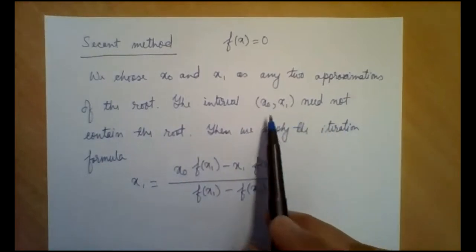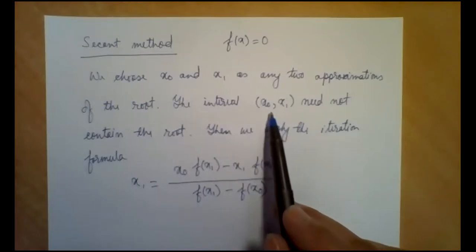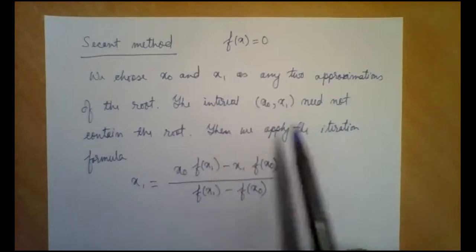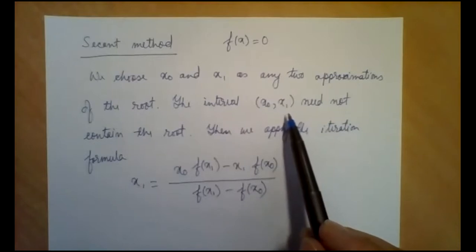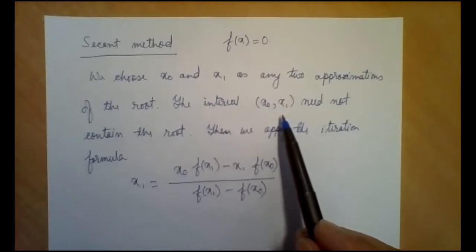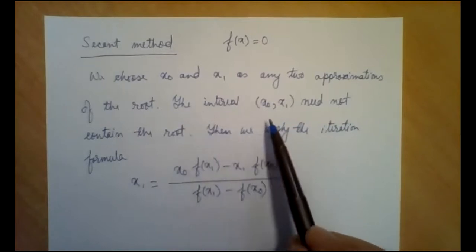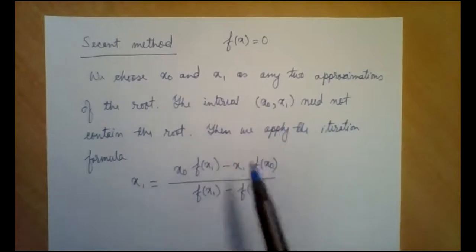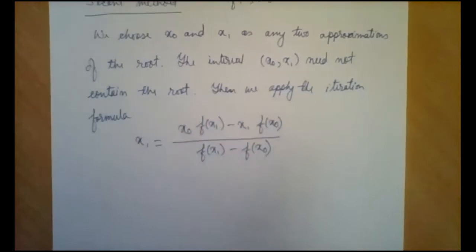In the regular falsi method, this interval x0 to x1 should contain a root of the equation, whereas in the secant method this interval need not contain the root. And then we apply the iteration formula.